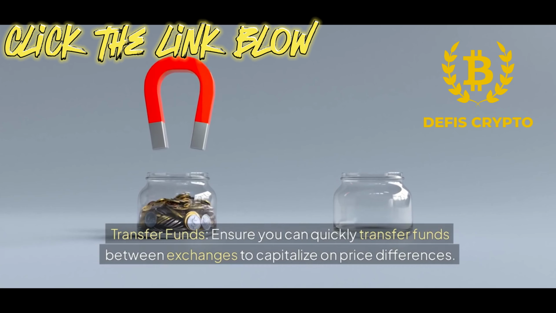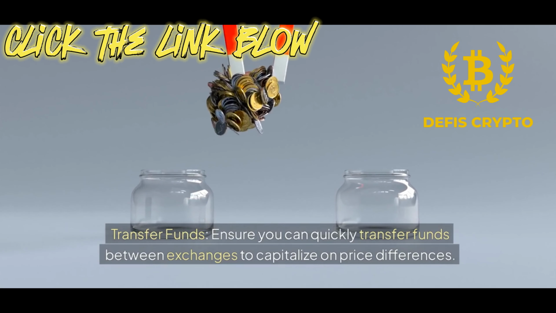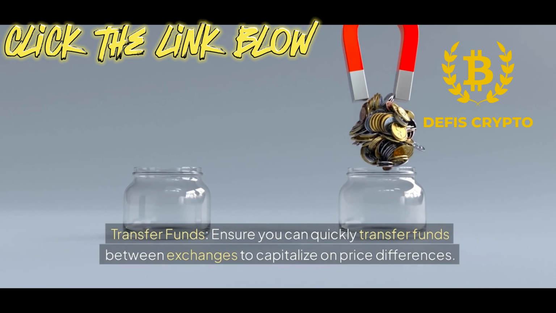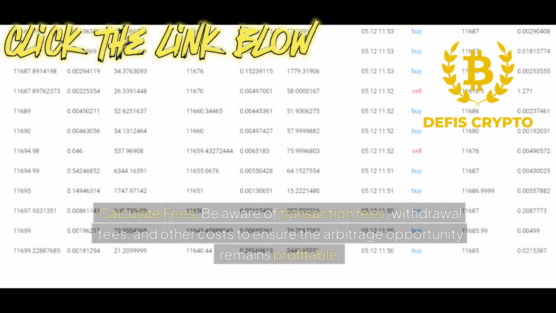Transfer funds. Ensure you can quickly transfer funds between exchanges to capitalize on price differences. Calculate fees. Be aware of transaction fees, withdrawal fees, and other costs to ensure the arbitrage opportunity remains profitable.